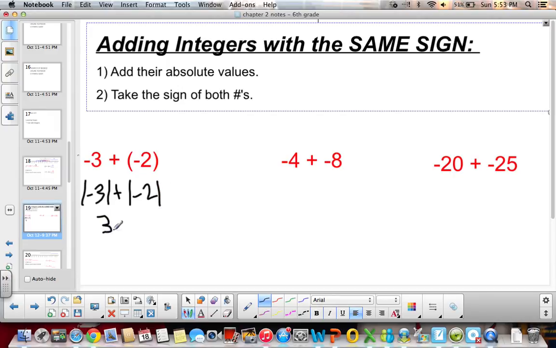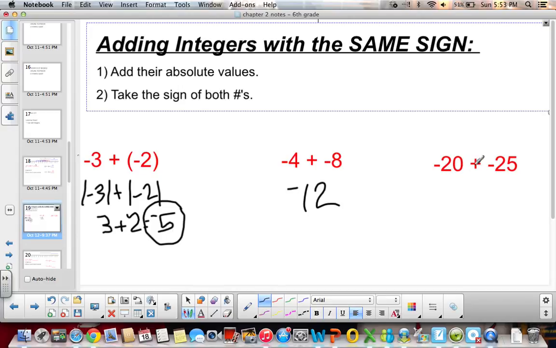So we have 3 plus 2, we get 5. And then take the sign of both numbers. We go back up and see they're both negative, so we make it -5. Basically, we're dropping the signs, adding the numbers together, and then bringing the sign back into our sum, so -5. Okay, so drop the signs. We have 4 plus 8, which is 12. They're both negative, so we make it -12.